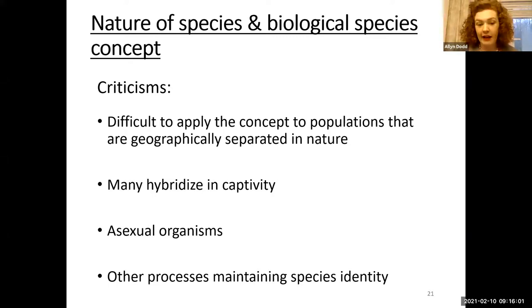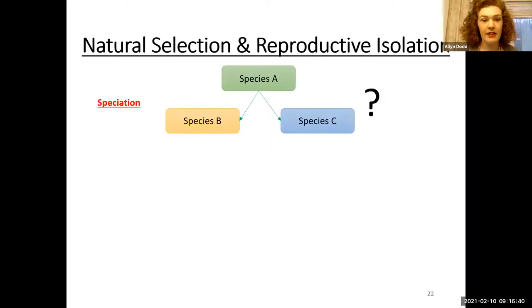It also does not account for asexual organisms. So they're totally left out of this. It's like, okay, so what about those guys? Because they're asexual, are they all just one different species? What's going on? That's not real, right? So it doesn't account for those organisms. And it also does not account for many other processes that are important for maintaining species identity. So it's a little too simplistic in some ways, according to some folks. Those are some of the criticisms of the biological species concept, or how we define a species in this way.